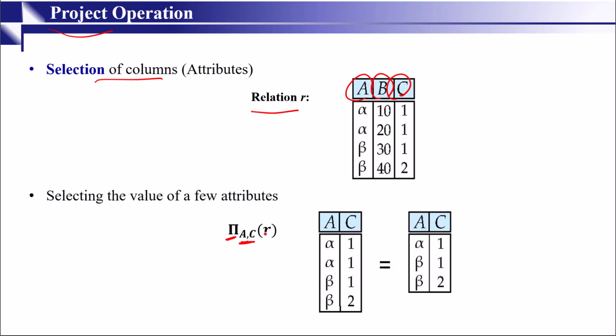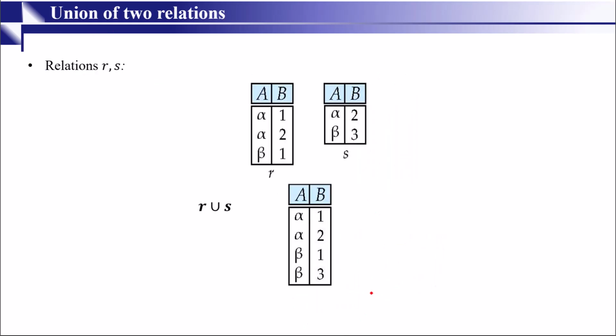So A and C, it means we don't need B. So A and C will be here. And also because we have repeated values here, we will consider this one only once: 1, 1, and 1, right? This is how projection works.